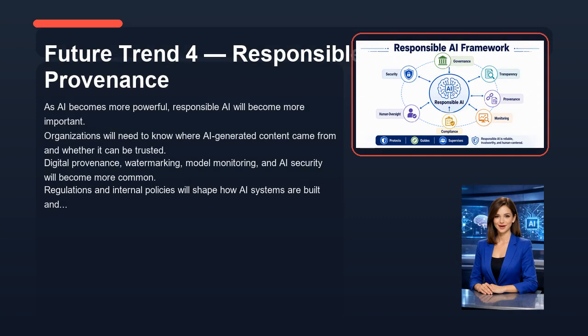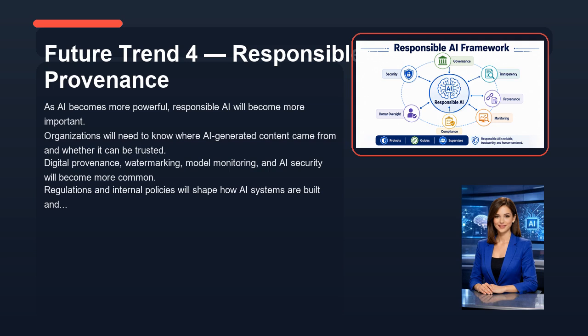Now let's look at future trend 4, responsible AI, security, and provenance. As AI becomes more powerful, responsible AI will become more important. Organizations will need to know where AI-generated content came from and whether it can be trusted. Digital provenance, watermarking, model monitoring, and AI security will become more common.